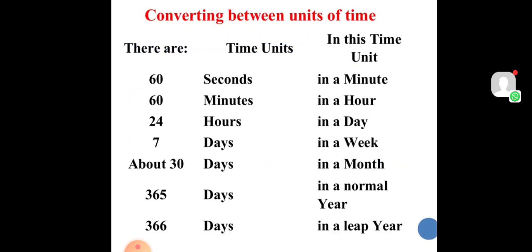Converting between the units of time. There are 60 seconds in a minute, 60 minutes in an hour, 24 hours in a day, and 7 days in a week. About 30 days in a month. It depends upon the month. It can be 31, it can be 30, or it can be 29 days also. There are 365 days in a normal year and 366 days in a leap year.